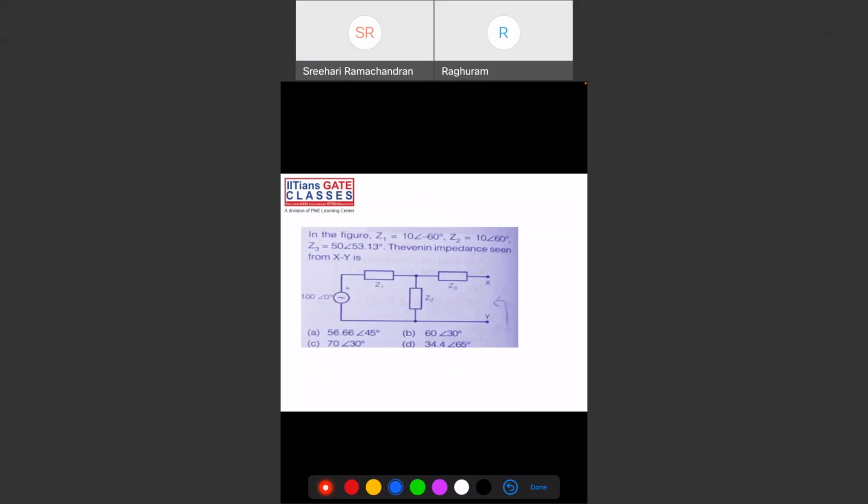In the figure, Z1 is given, Z2 is given, Z3 is given. Thevenin's impedance is as seen. It is the same, but you need to solve complex numbers. 10 at an angle minus 60 and 10 at an angle 60 will be in parallel and in series with Z3. It needs some calculations. I don't think that's important now. I'm just giving you concept-oriented questions like this one.